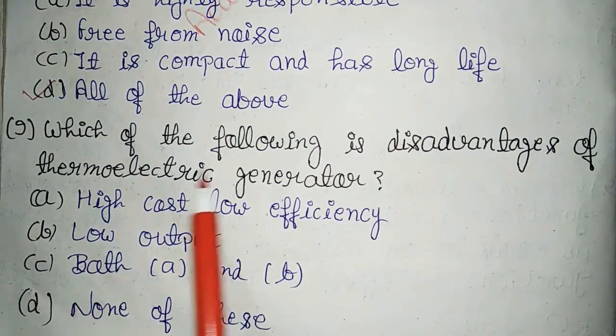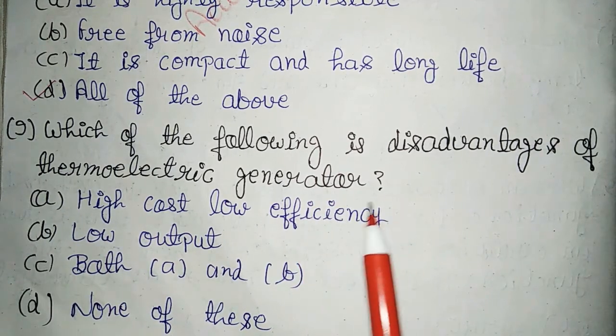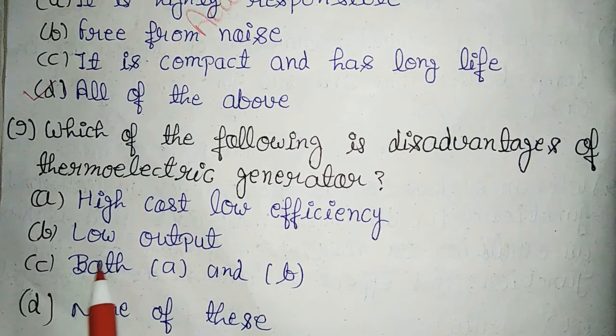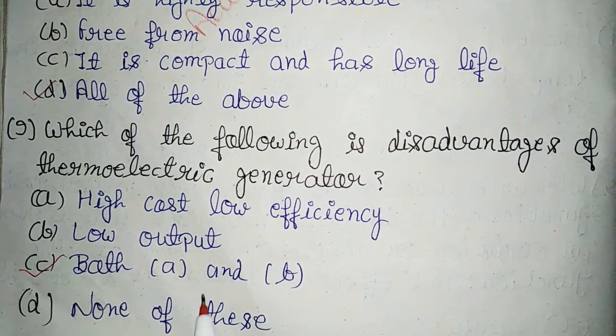Next question. Which of the following is disadvantages of thermoelectric generator? Option A, high cost, low efficiency, and option B, low output. Option C, both A and B. Option D, none of these. So right answer is option C, both A and B.